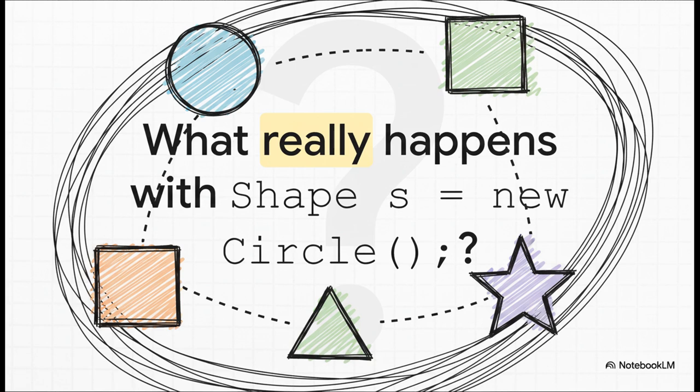A single line of code that, if you're new to this, might look a little weird. Shape s = new Circle. Okay, so we're making a circle, but we're calling it a shape? What's the deal with that? By the time we're done here, you'll not only get it, but you'll see why it's such a game changer.